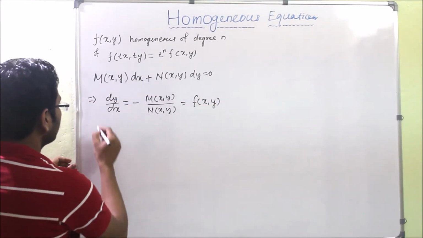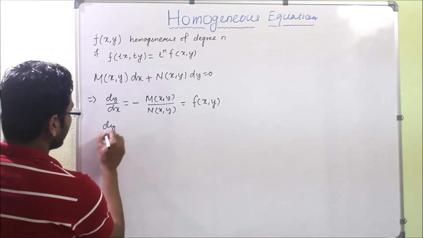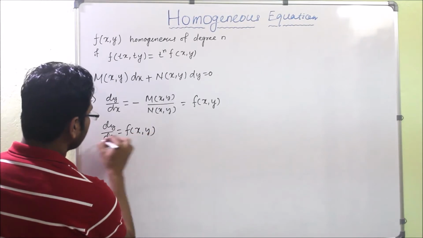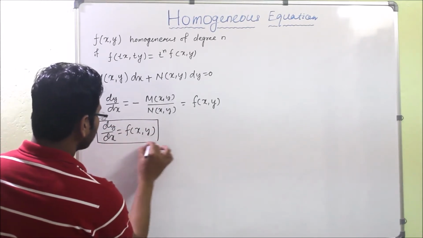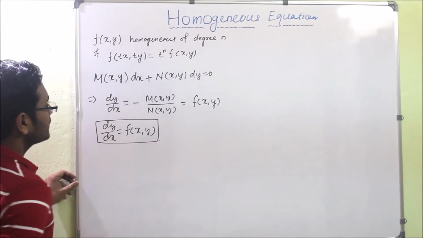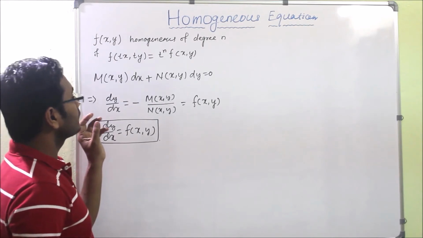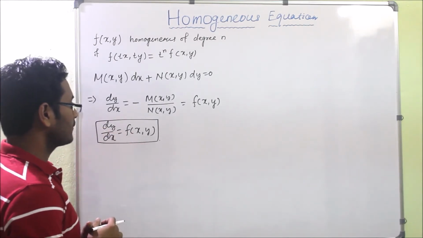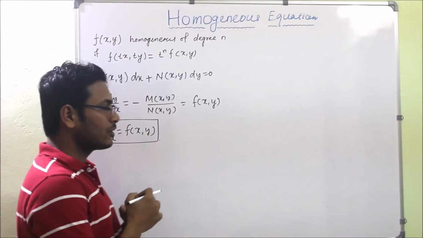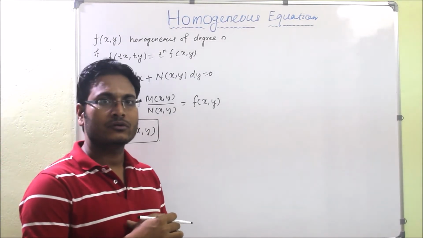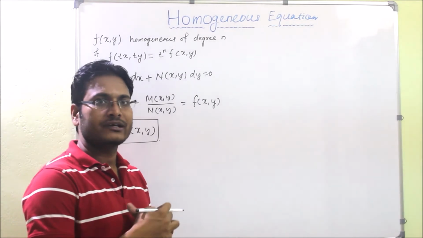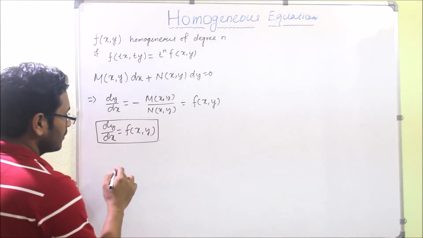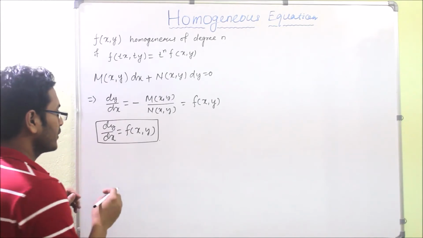So if the differential equation is dy by dx equal to f of x y, where this f is a homogeneous function of degree n, then how to solve? That we can solve through one example problem, which we will demonstrate. But first we have to discuss the technique, what to do.